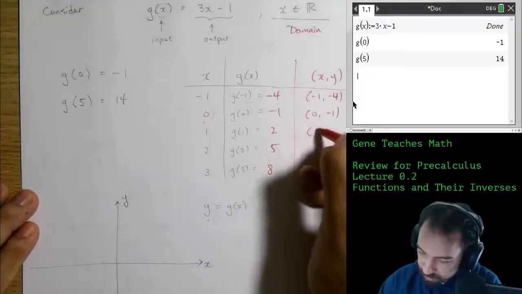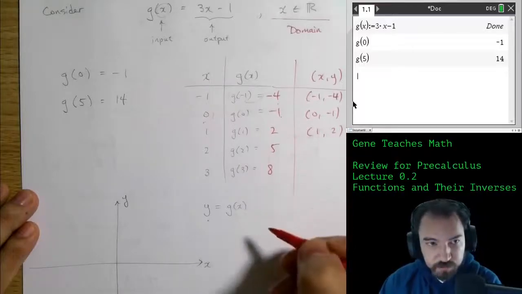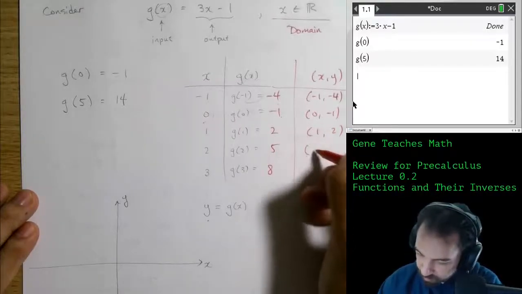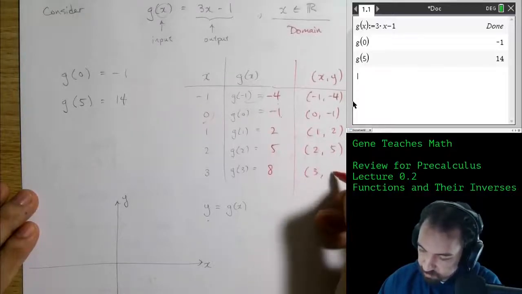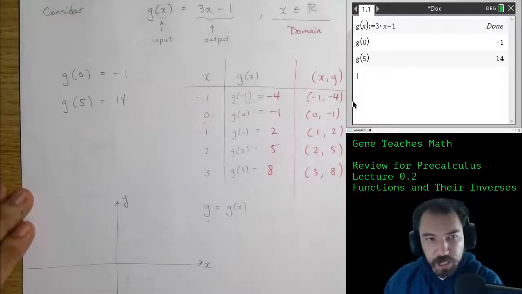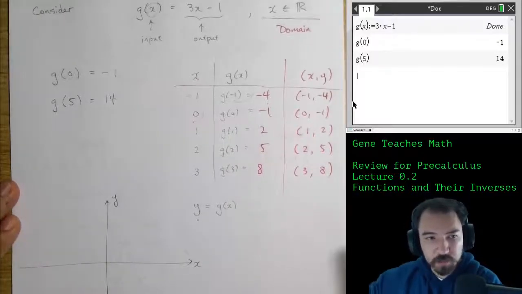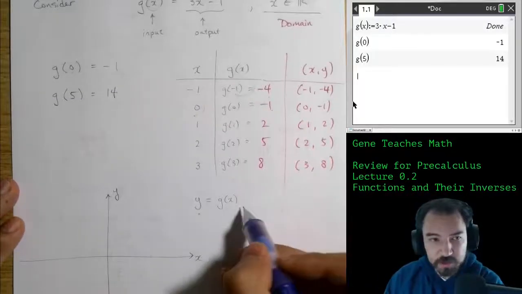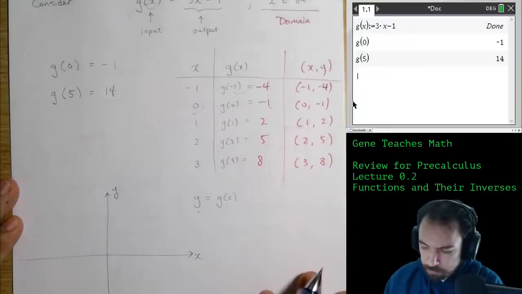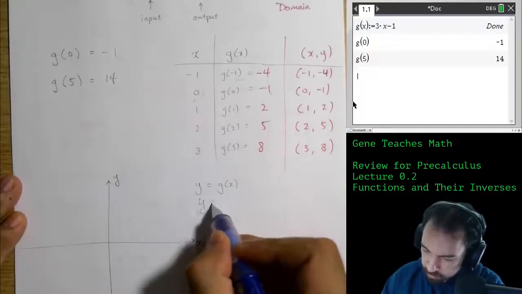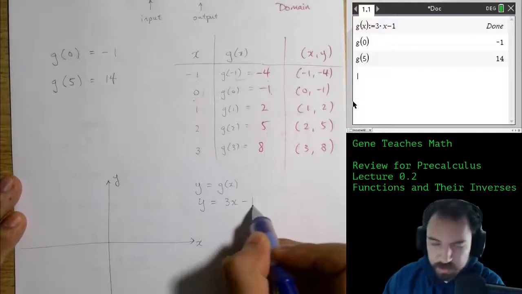Then here, when x is 1, g of x is 2. When x is 2, g of x is 5. When x is 3, g of x is 8. And this is why when we teach functions, we often say that writing g of x is sort of synonymous with just saying y. Y equals 3x minus 1.